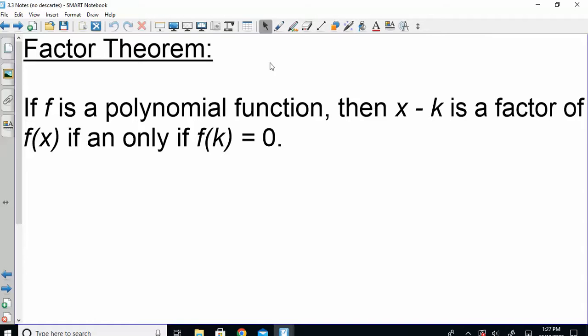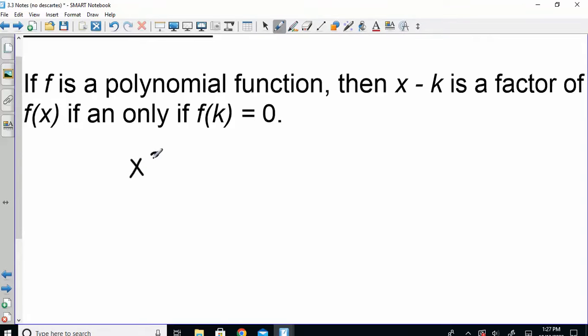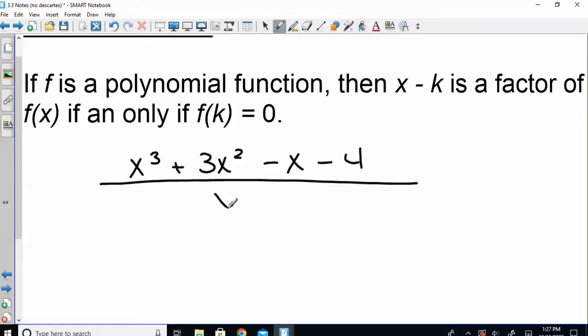But if I said I wanted to take, let's just do x cubed plus 3x squared minus x minus 4. And I want to divide that by x minus 2. So we can do that. We know synthetic division, right? So what would we put out in the box? A 2. And then we put our coefficients.